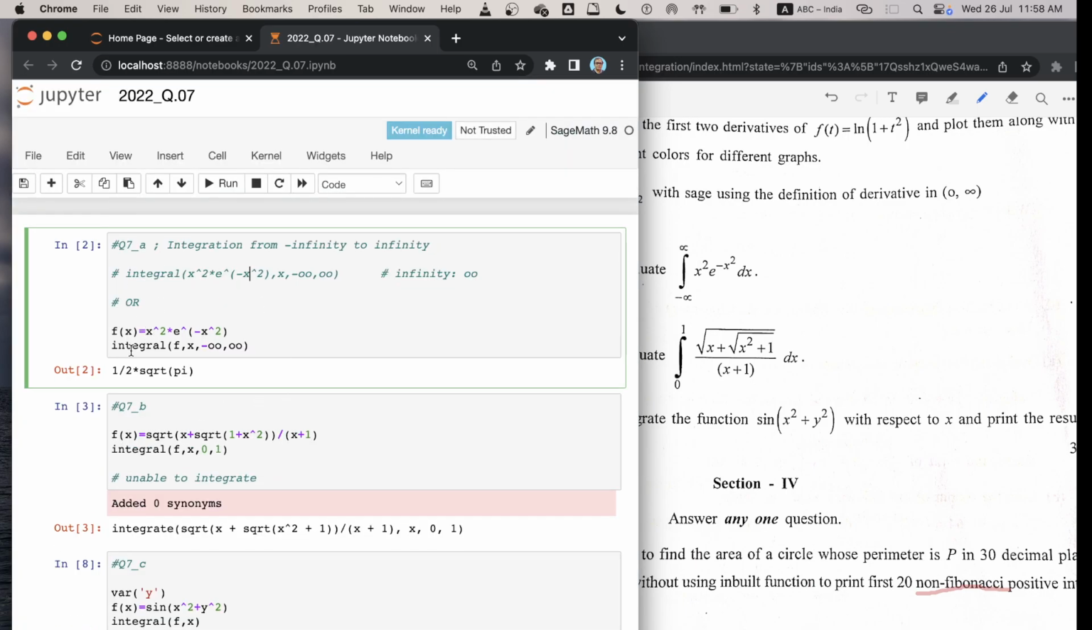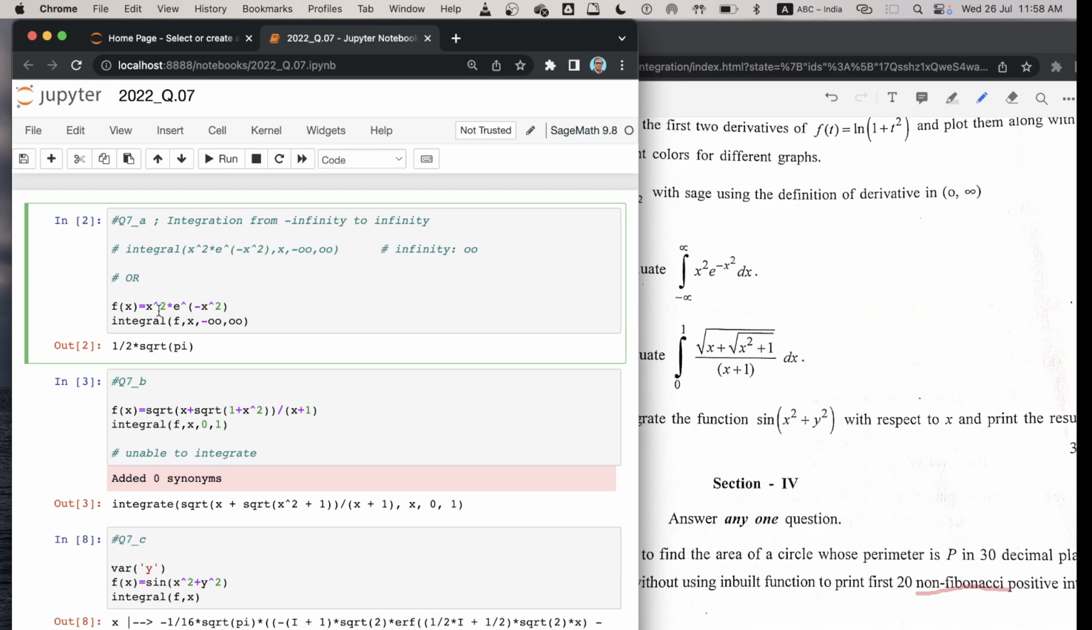The first question: f(x) equals x square into e to the power minus x square. Integral of f comma x comma minus infinity comma infinity. Here minus small letter o, double small letter o, infinity gives the infinity. Double small letter o gives the infinity. So the integral of f with respect to x from minus infinity to infinity gives the output 1 by 2 square root pi.